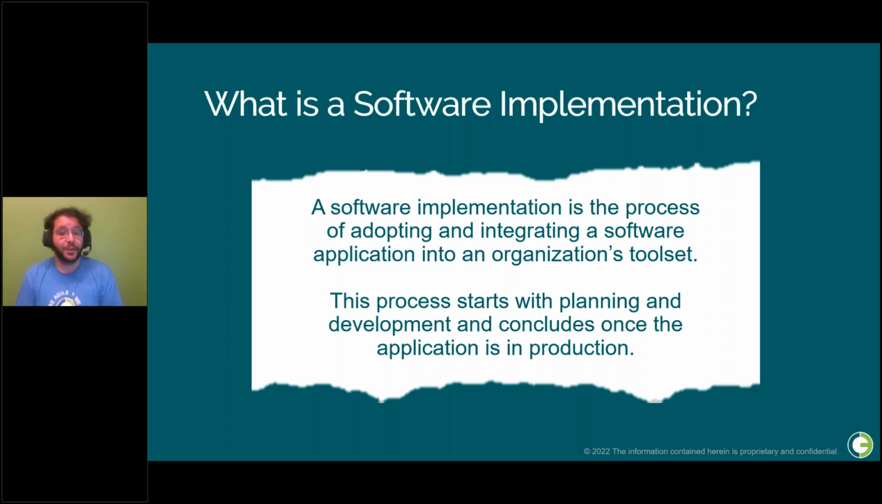This time, we're going to talk about what a software implementation is. A software implementation is the process of adopting and integrating a new software application into your organization's tool set. As you'll learn, there are going to be multiple stages to a software implementation. They'll start off with planning and development, and they conclude once the application is in production or actually being used by your team.